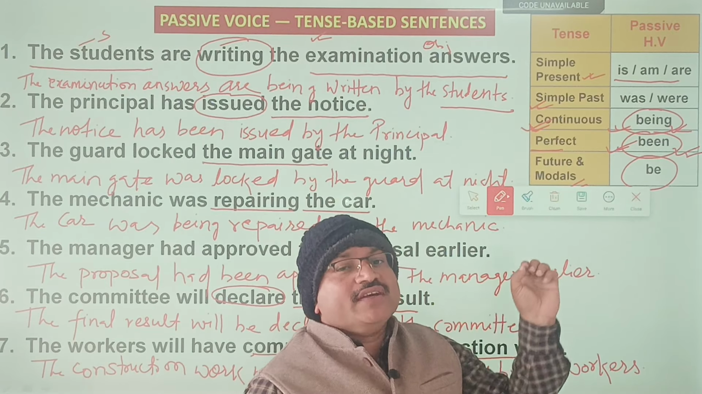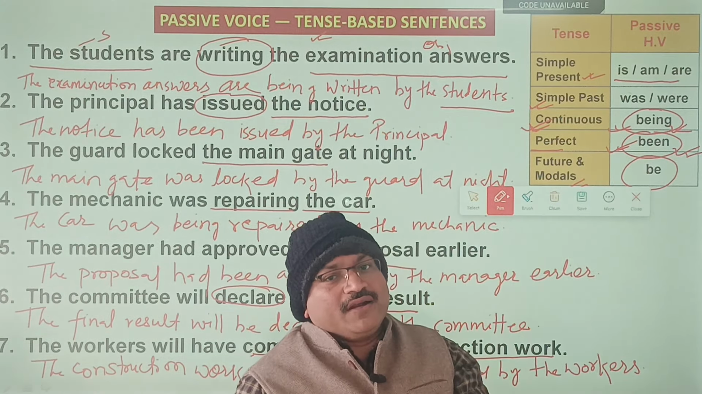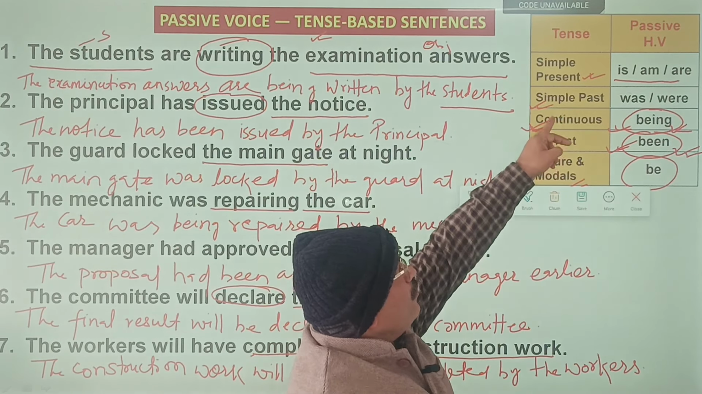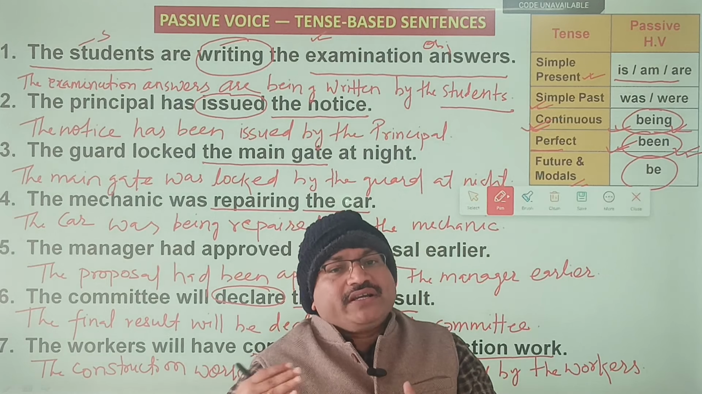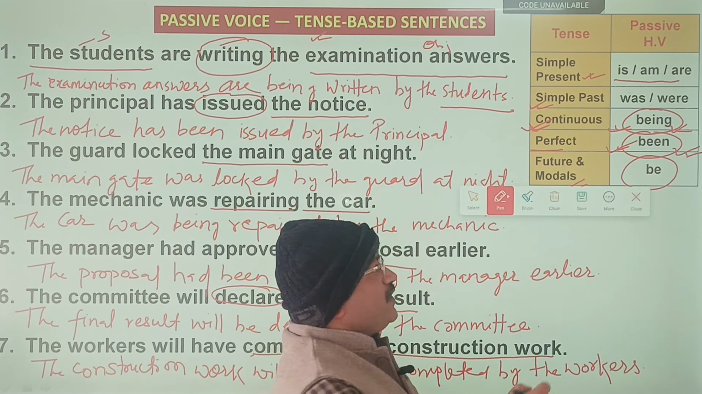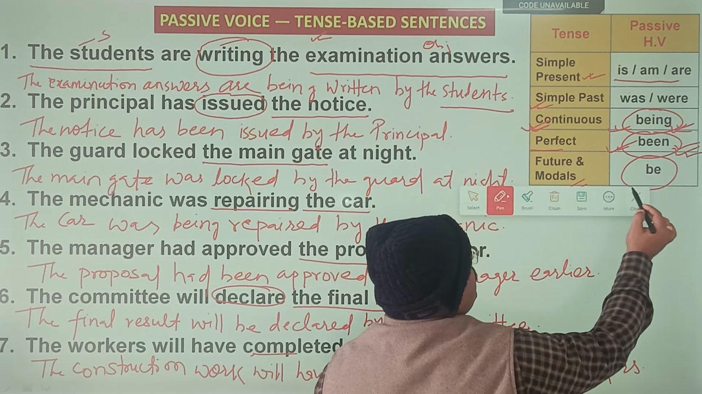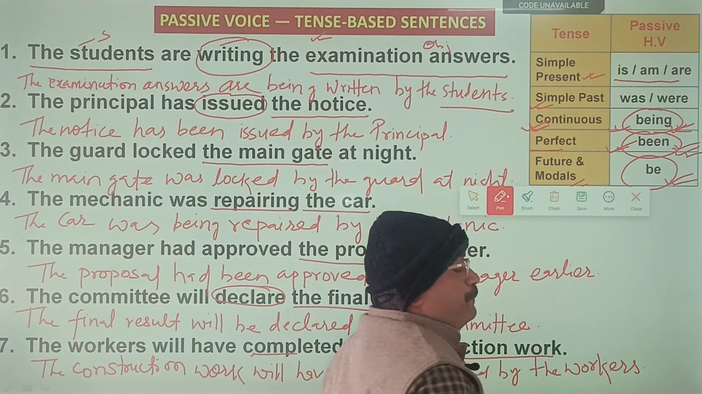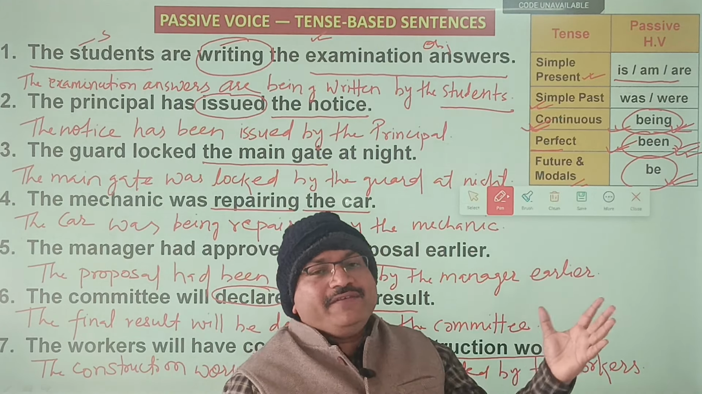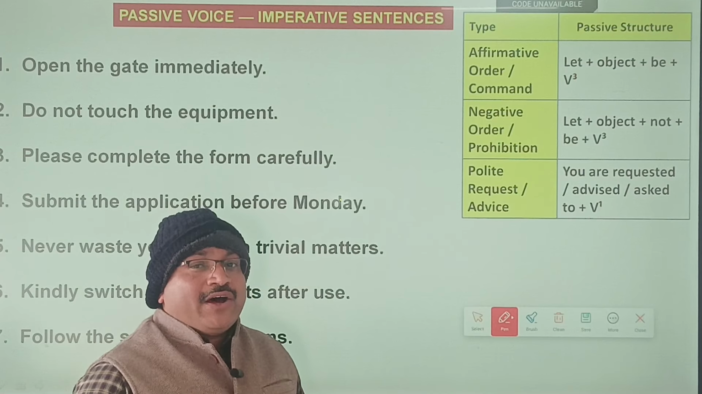If the sentence is simple present, use helping verbs is, am, are. Simple past, use was and were. If the sentence is continuous, whether present continuous or past continuous, use being. With perfect, use been. And with future or modal, we use be. That's it. Just five points you have to remember, five points you have to keep in mind.